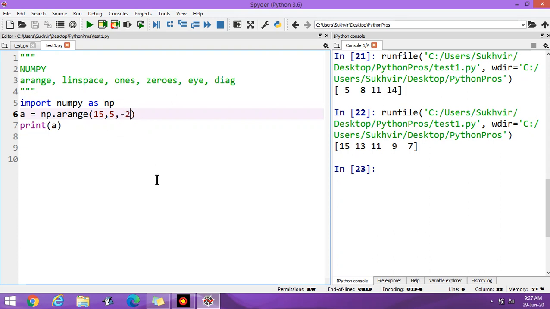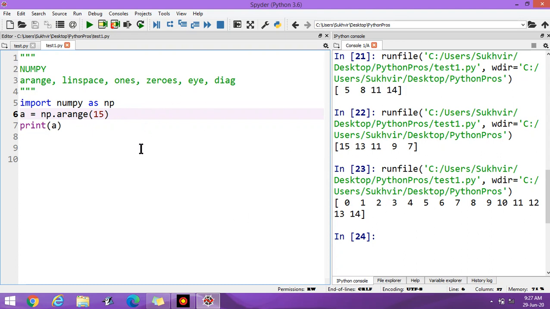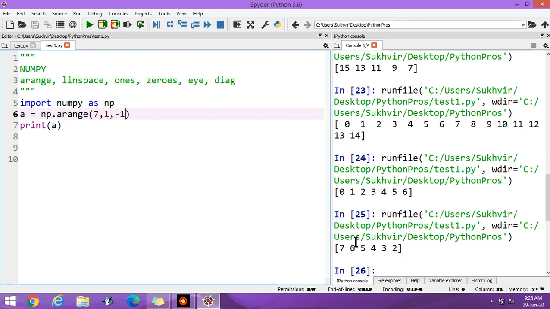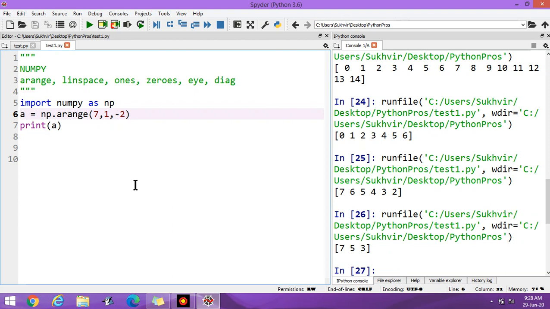First, I repeat again, if I am writing 15 here, I can print the value from 0 to 14. If I am writing 7 here, I can print the value from 0 to 6. If I am writing 1 here and minus 1 here, I can print the values in reverse order. If I am writing minus 2, it means jumping factor of 2 is there.